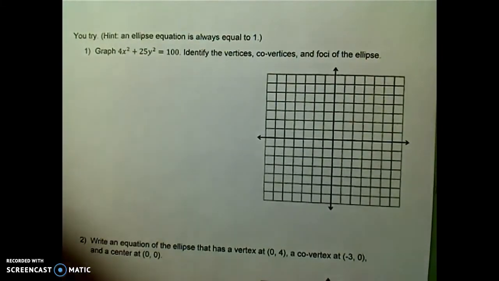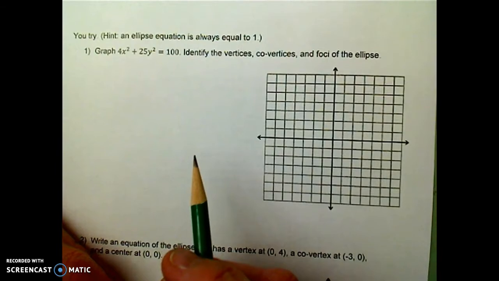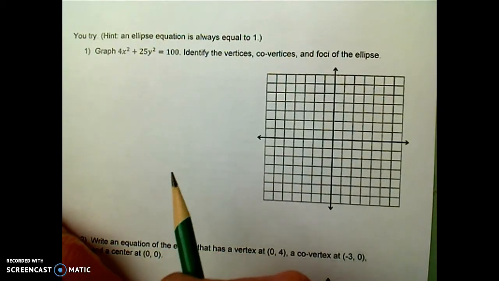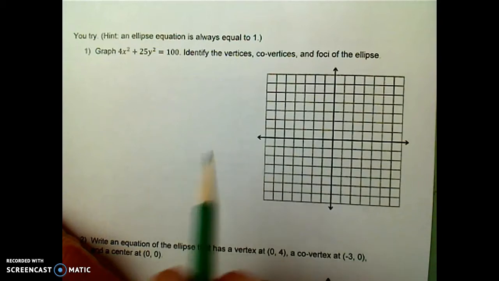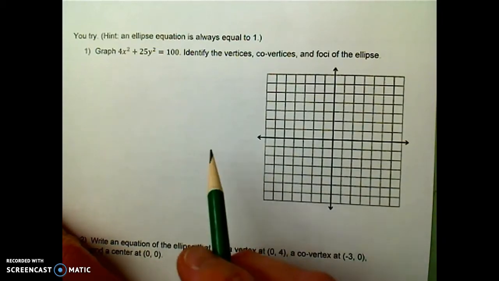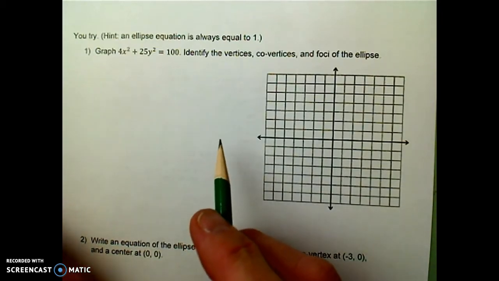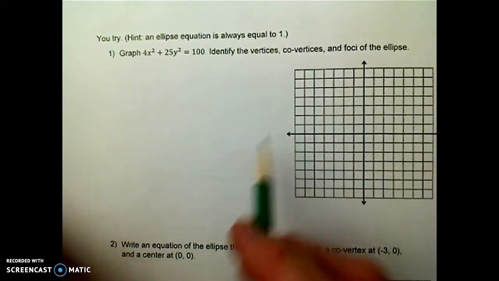So we're going to try to go ahead and graph an ellipse. And somewhat similar to when we graphed circles, we're going to identify 4 points that are on this ellipse. We're also going to locate the foci, and then we'll sketch in what the ellipse should look like. So let's start by putting this equation into standard form.